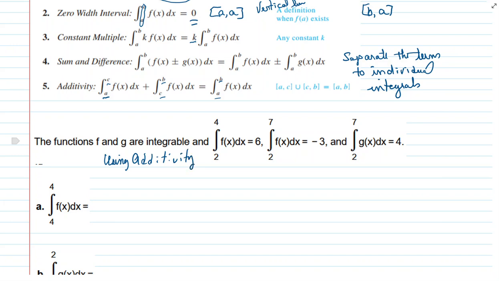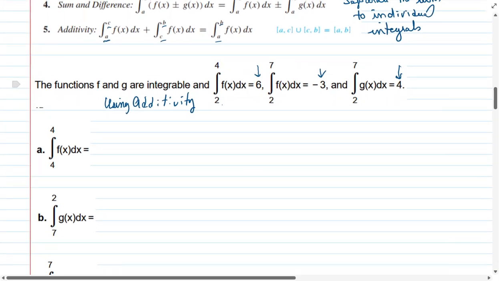We have two functions that are related. We have the integral from 2 to 4 of f of x dx with a value of 6. We have the integral from 2 to 7 of f of x dx, and here's our value, negative 3. And then we have the integral from 2 to 7 of g of x dx equals 4. So we're going to apply those in this consideration.